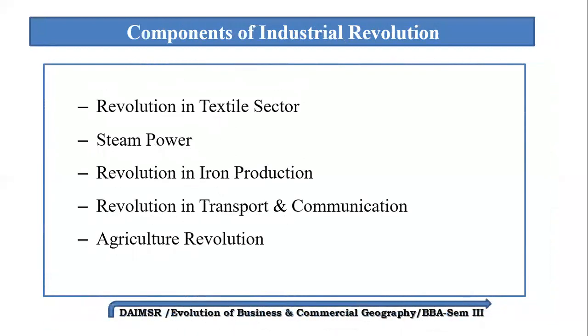Now, the next one is the components of industrial revolution. What were the components, or what are the basic areas where the major inventions happened? First is the revolution in the textile sector. During this time, the spinning wheel and handlooms were developed into the power loom, making fine cloth from thread, and it revolutionized the production of cloth entirely. So there was a revolution in the textile sector.